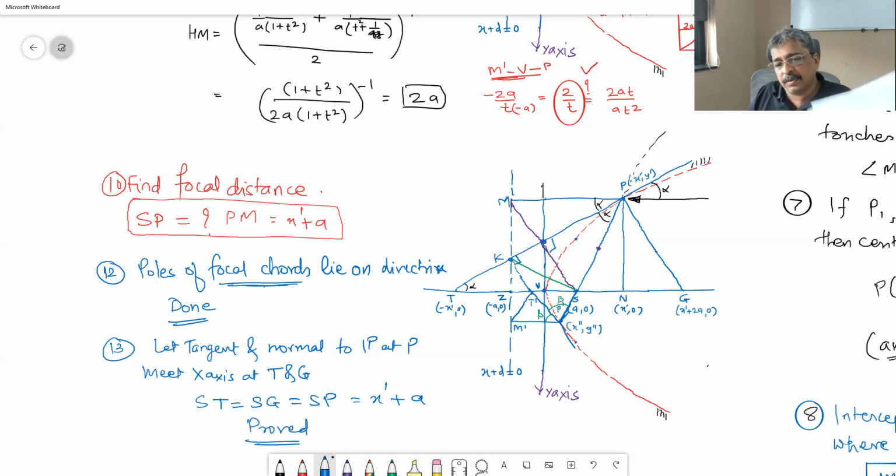Okay. There is a complete Pythagoras here. S happens to be the circumcenter of triangle TSG, this is 90 degree here. So many geometric properties in parabola. Okay, we are done with it.